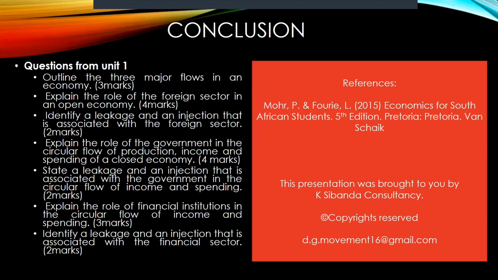Government imposes taxes on both firms and households. Yes. And the second one? The government provides goods and services. Yes, it also buys goods and services from the market. So any of those, you can get your 4 marks. Then now, what are the leakages? State a leakage and an injection that is associated with the government. What is the leakage? Remember, we spoke about taxes, and then we also spoke about government expenditure.